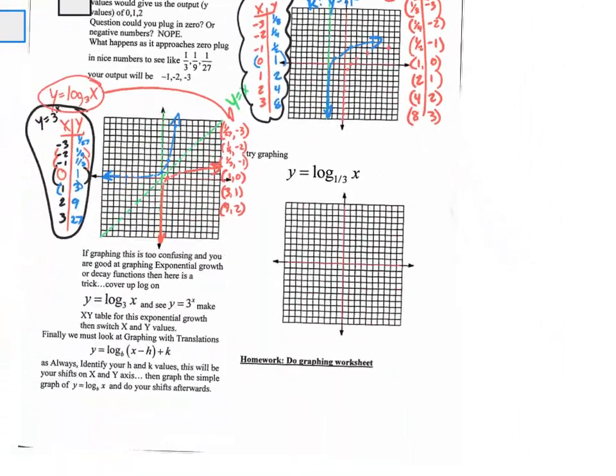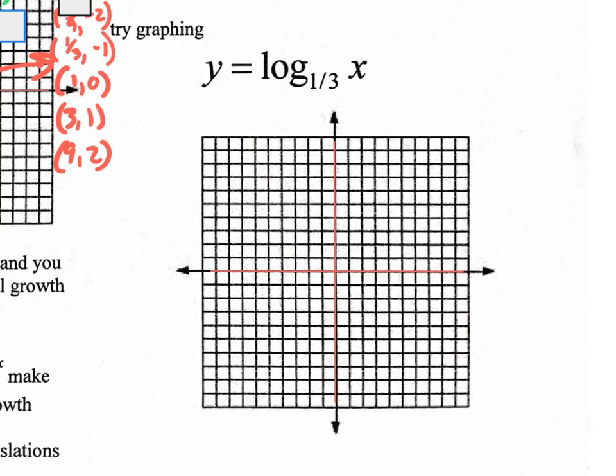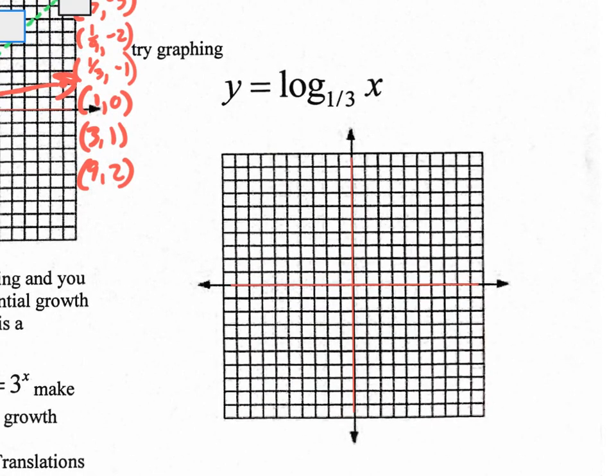Okay, so you guys can handle this one, right? You're going to graph the function y equals, it's a decay function, 1/3 to the power of x, and then switch your x and y values and you'll have your graph.